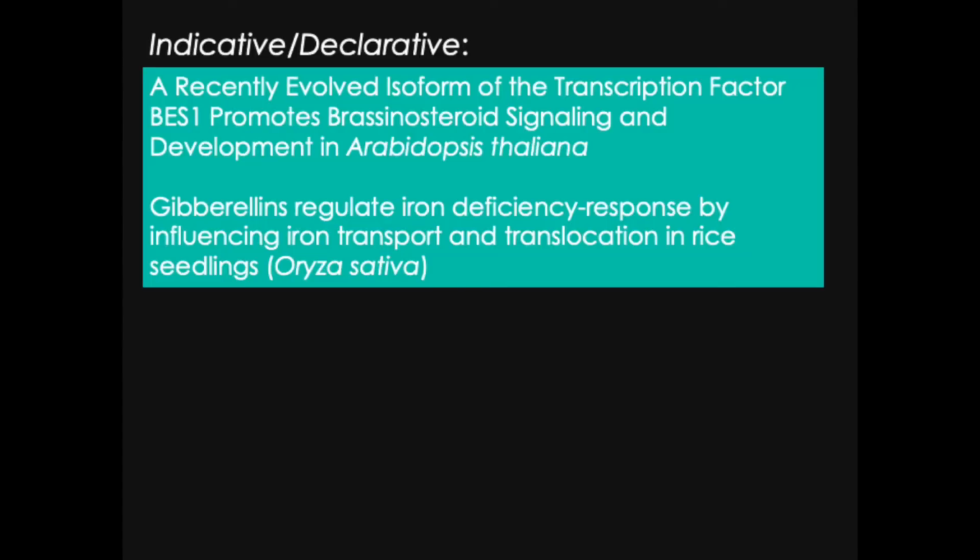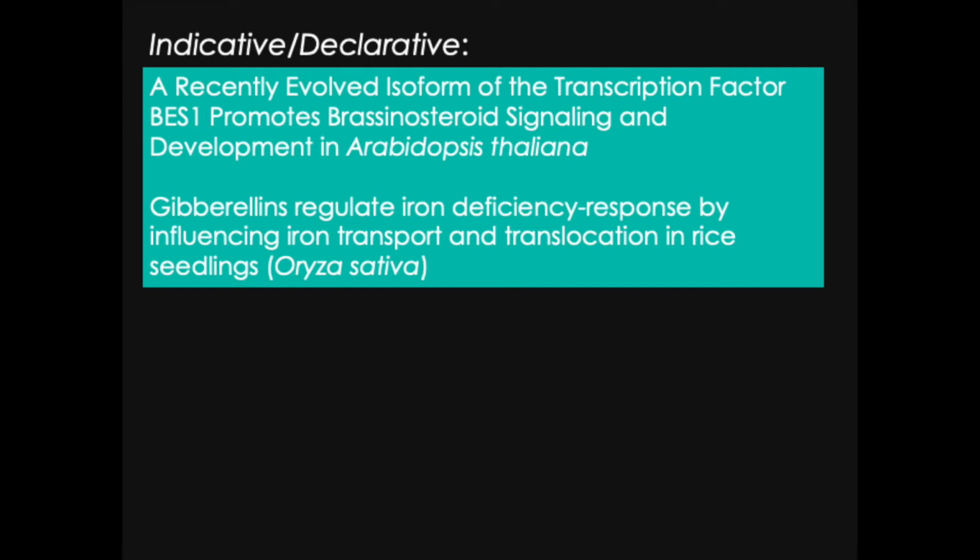So indicative or declarative title type examples are here. A recently evolved isoform of the transcription factor BES1 promotes brassinosteroid signaling and development in Arabidopsis thaliana. So you see that's a complete sentence. It has a subject, it has a verb, which is promotes, and then it has an object. So it's a complete sentence. And it's telling a result. This transcription factor promotes brassinosteroid signaling.